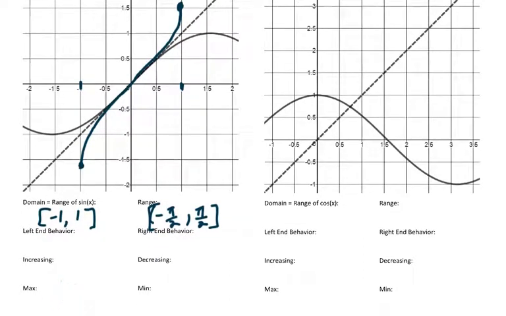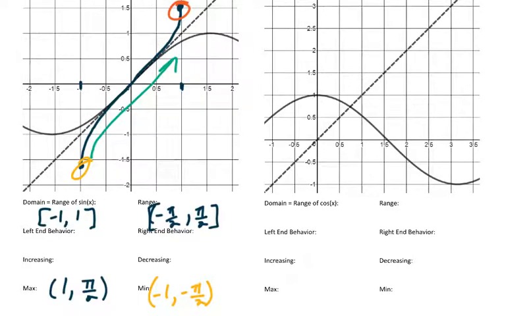There is absolutely a max at the point (1, pi/2), and there is a min over here at (-1, -pi/2). So there absolutely are max and mins, though. It is increasing the whole time from -1 to 1. There's some debate about whether these increasing intervals would be brackets or parentheses. Don't worry too much about that.